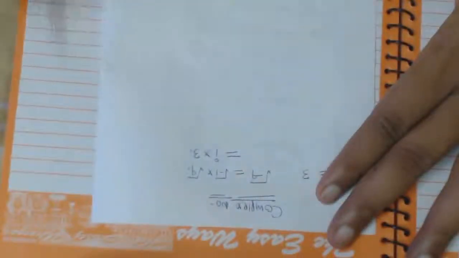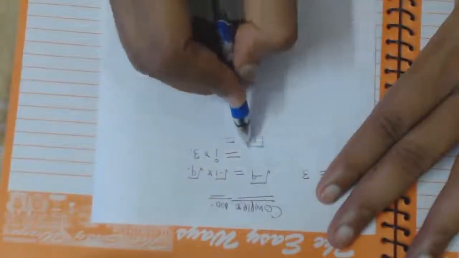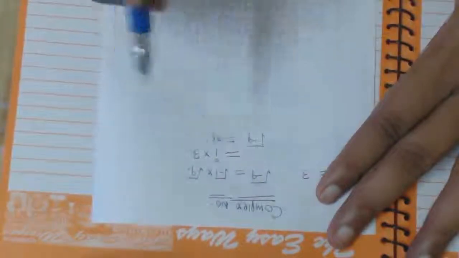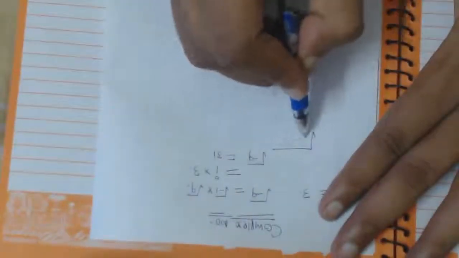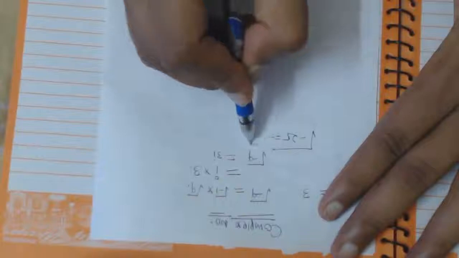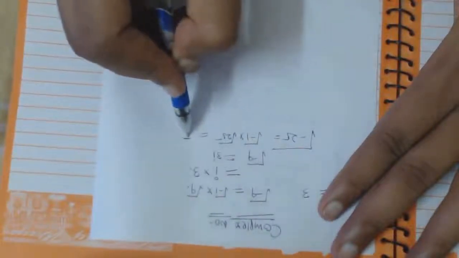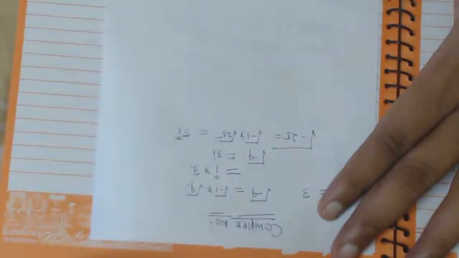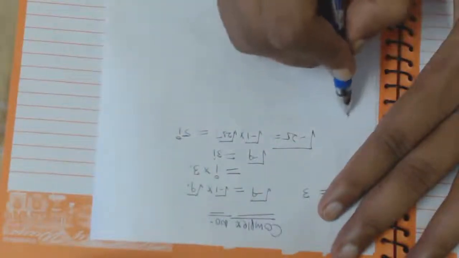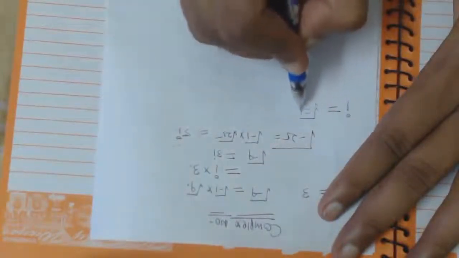So root 9 is 3. Okay, so for root minus 9, the answer is 3 iota. For root minus 25, the same thing I have to repeat: root minus 1 into root 25, the answer is 5 iota. Okay, what about iota? Iota is square root of minus 1.